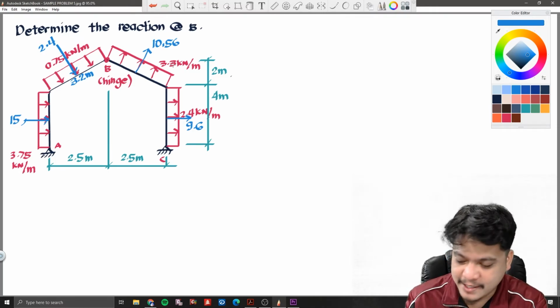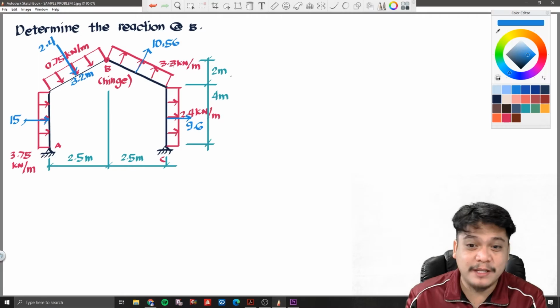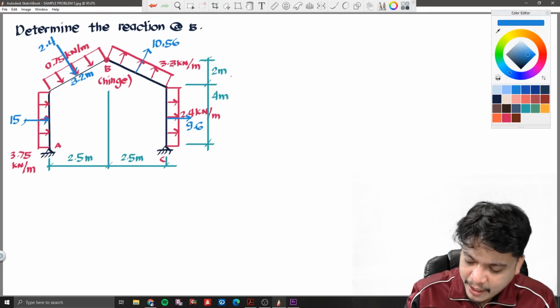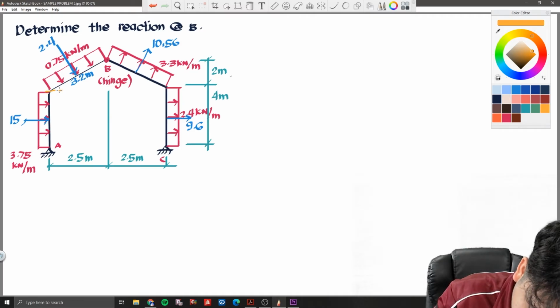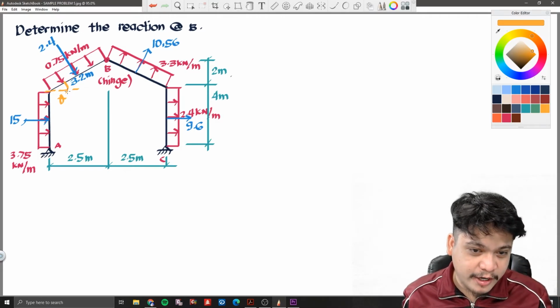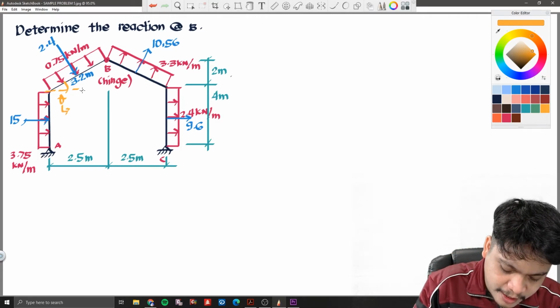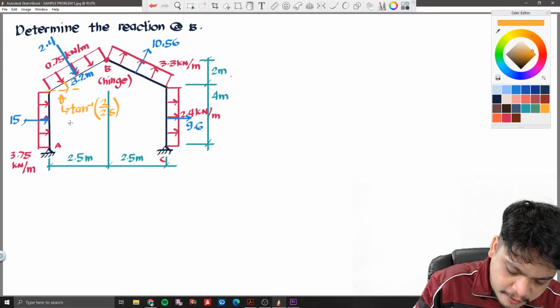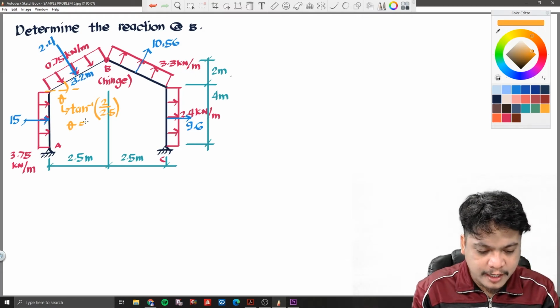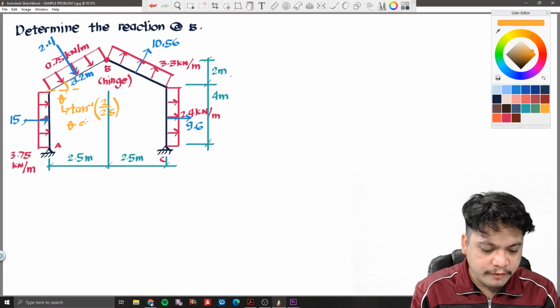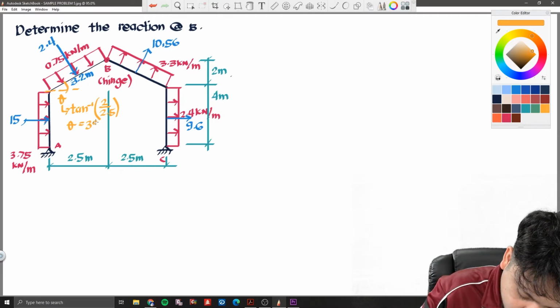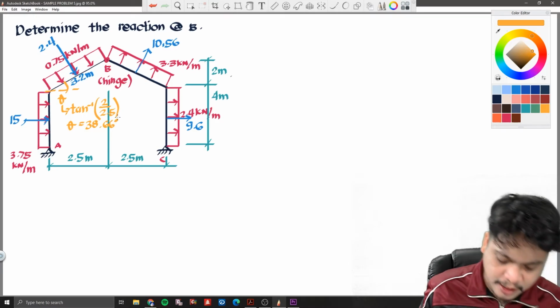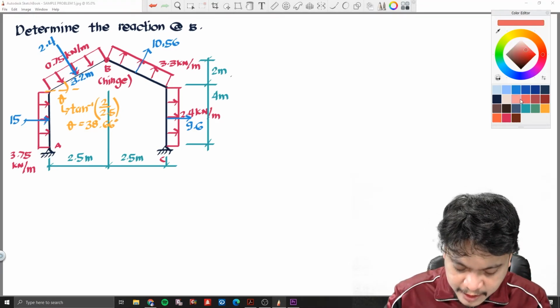Kasi nakaslant siya. So, kailangan makuha muna natin yung pinaka-angle niya. So, one way, kunin natin yung ating angle, horizontal theta. Kaya ko namang makuha yon. Sisimplihan ko na. So, this one is just equal to tangent inverse of 2 all over 2.5, or yung theta natin, that's equal to arctangent of 2 all over 2.5. So, that's 38.66 degrees.